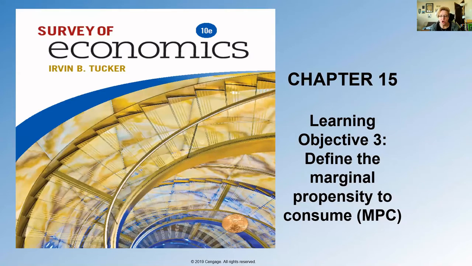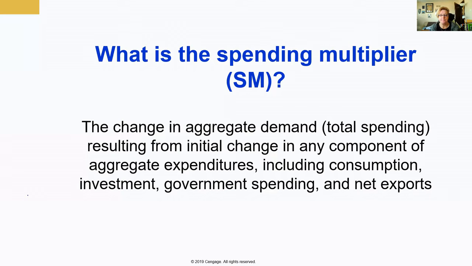Let me share my screen with you. We're going to look at one variable, which is called the marginal propensity to consume. We'll also look at the marginal propensity to save and see how those two work out. So what is the spending multiplier?